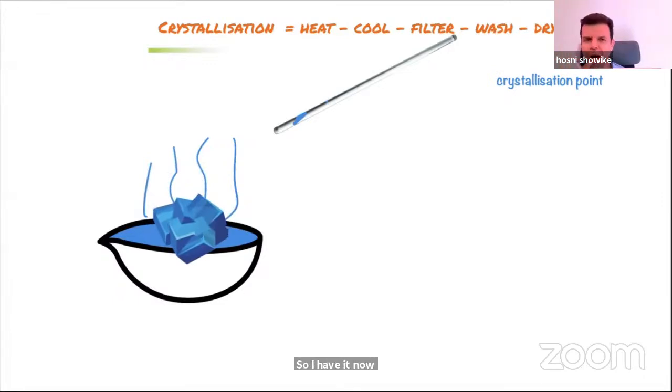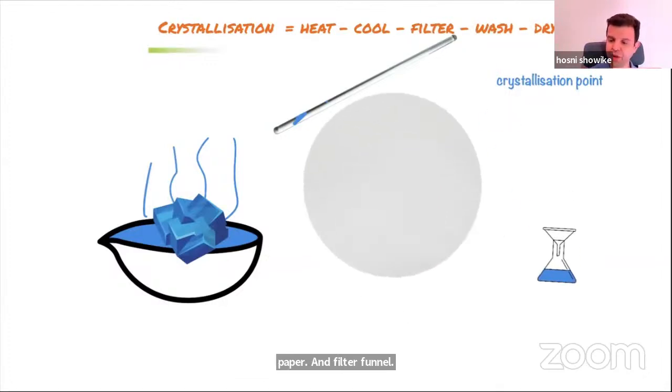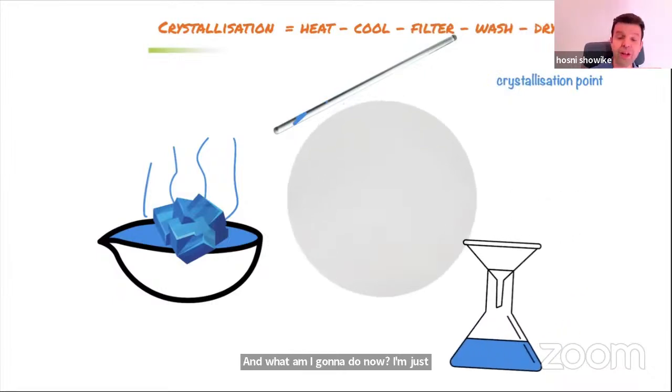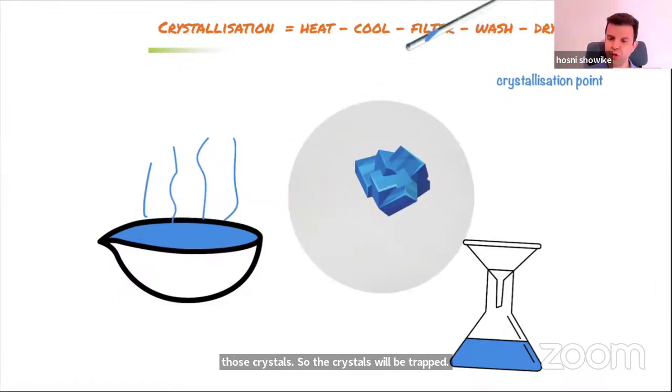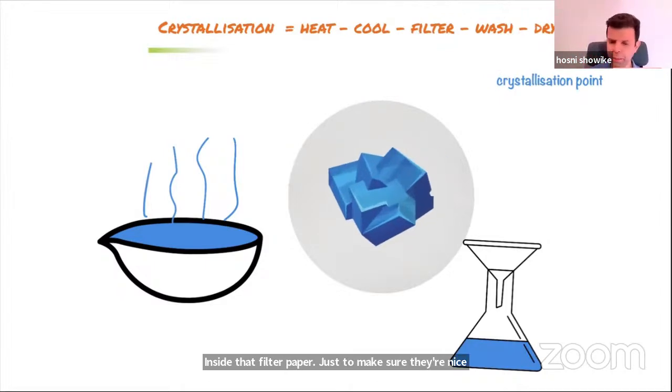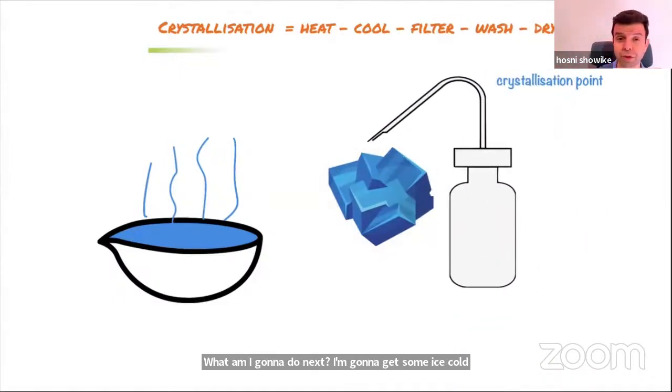What am I going to do now? How am I going to get those crystals out from the water? I'm going to get the filter paper and filter funnel. And what am I going to do now? I'm just going to separate those crystals. So the crystals will be trapped inside that filter paper. Just to make sure they're nice and clean, so that there are no impurities in them. What am I going to do next? I'm going to get some ice cold water and wash them off.